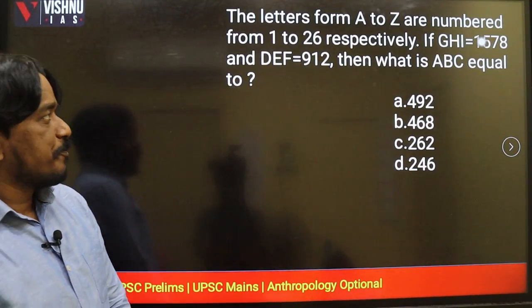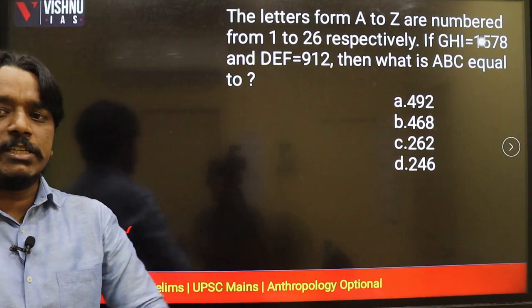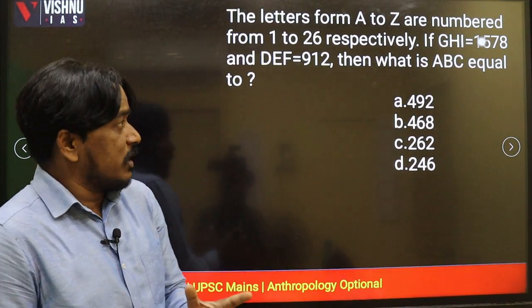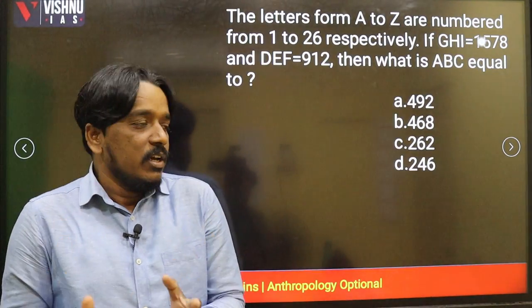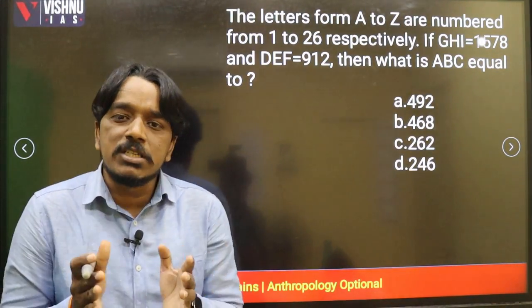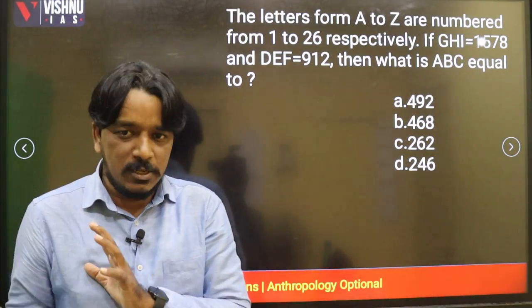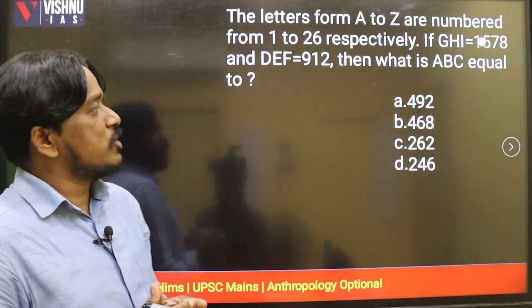Now let's observe here. So, very basic type of coding-decoding. It's a reasoning part, very simple. Coding-decoding, most of the questions in CSAT Paper 2 we are getting are based on alphabetical numbers or reverse order. These type of questions only we are getting.